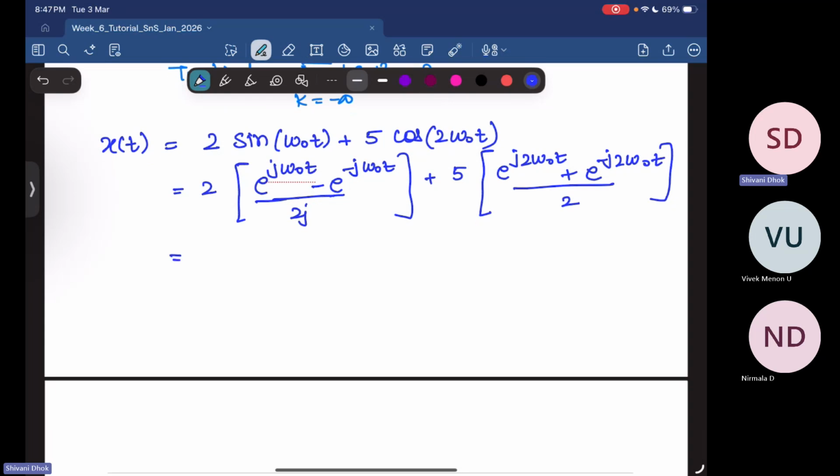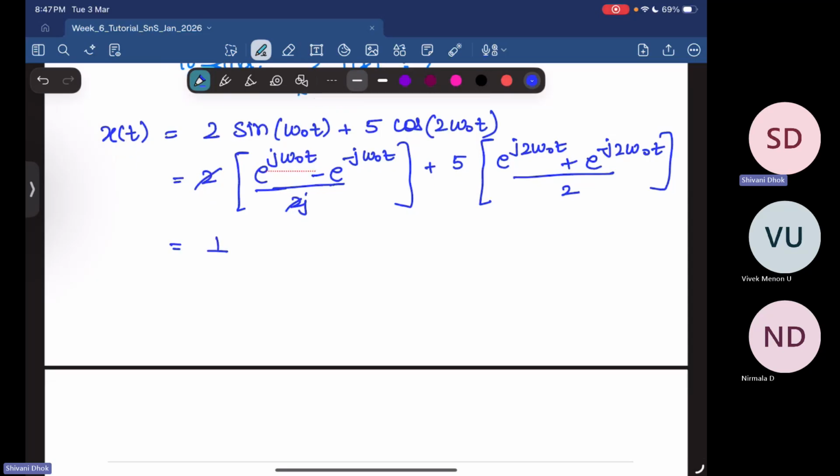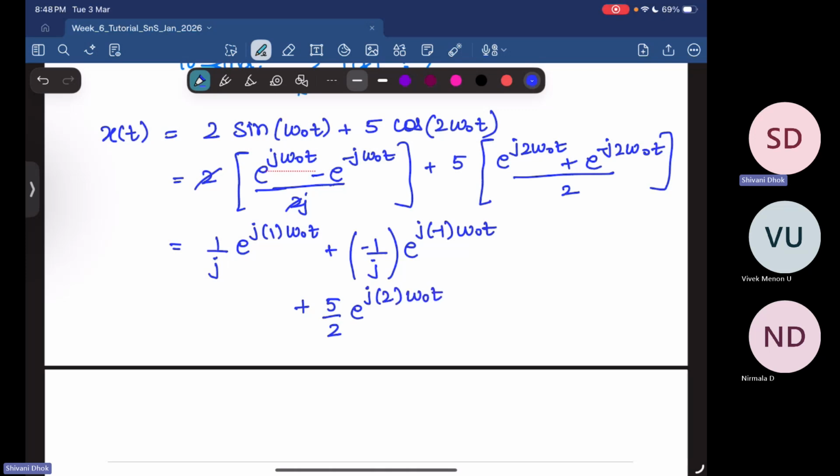So what does it give? This 2 gets cancelled, and what we have is 1 by j into e power j 1 omega naught t, plus minus 1 by j into e power j minus 1 omega naught t, plus 5 by 2 into e power j 2 omega naught t, plus 5 by 2 into e power j minus 2 omega naught t.